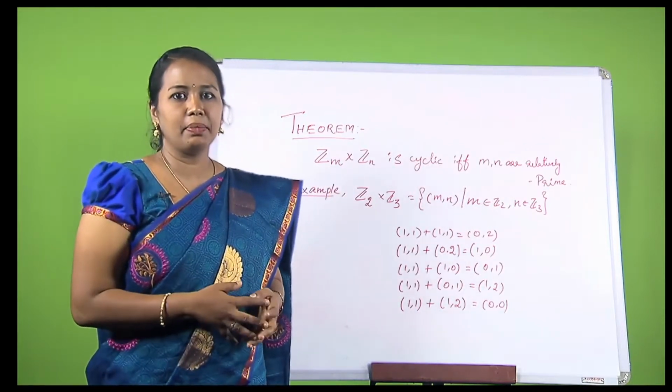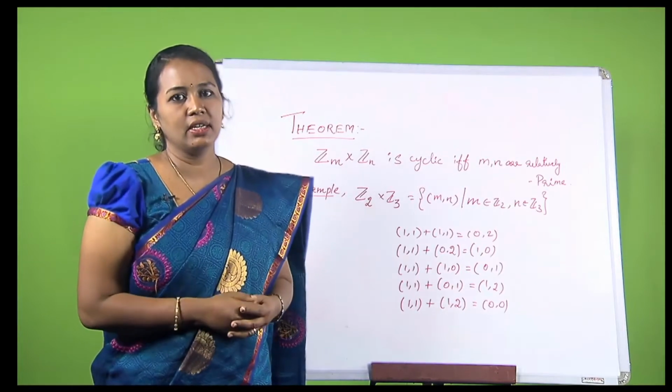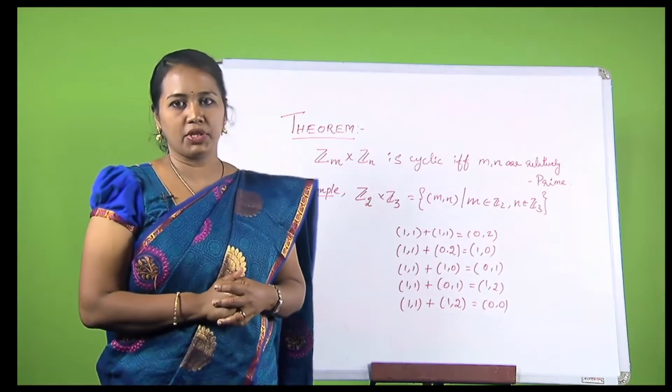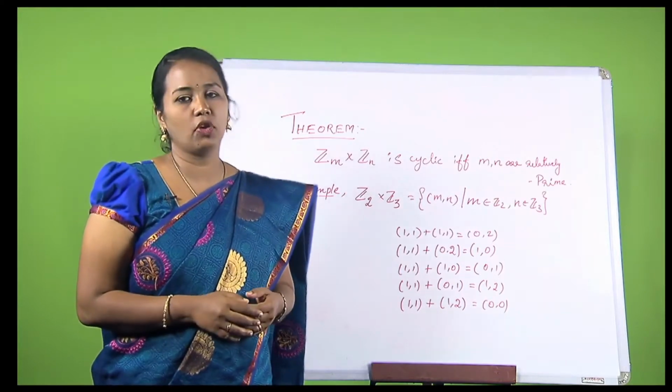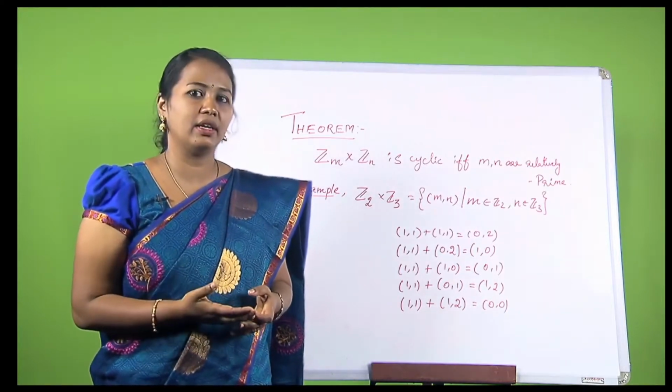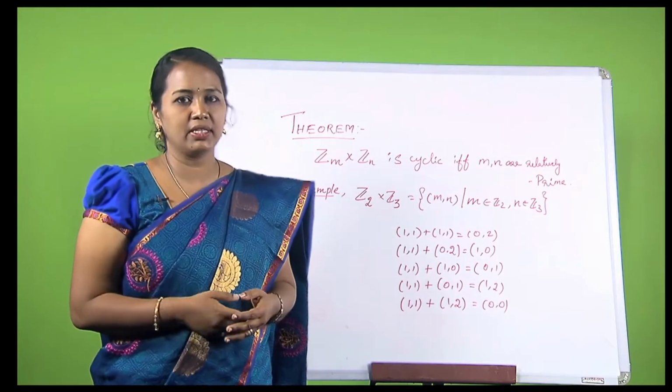The next example is we are going to consider the cyclic group Z42, and we are going to generate all the cyclic subgroups of Z42. They have been represented in a table format on the screen.